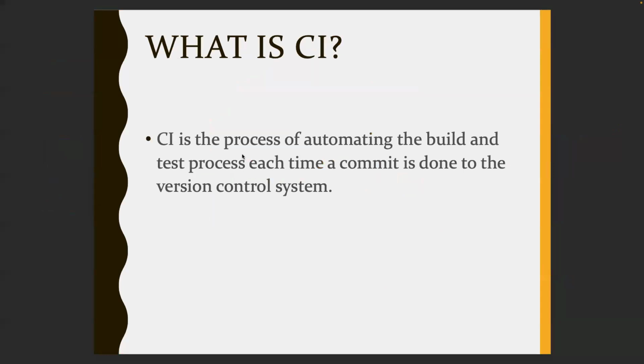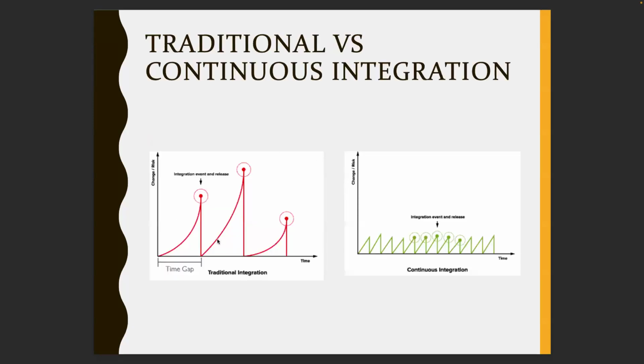So continuous integration is the process of automating the build and test process each time a commit is done to the version control system. Whenever a commit is done, it's built, it's tested, it's going through the entire process. So this is the difference.